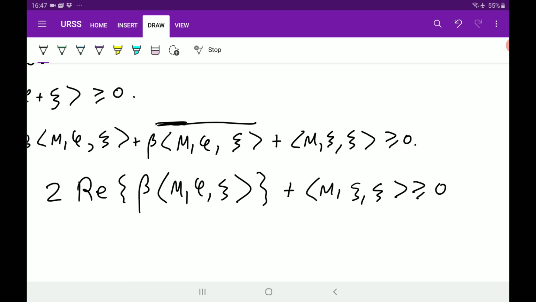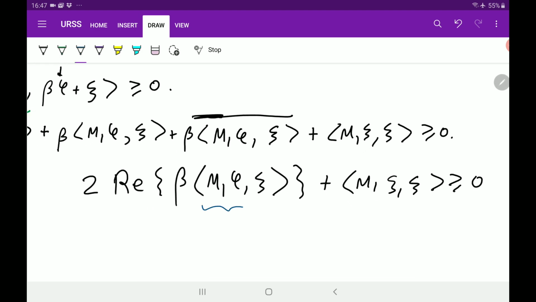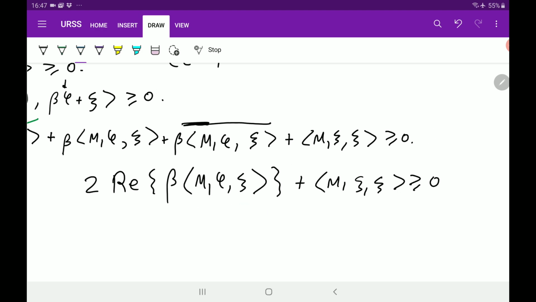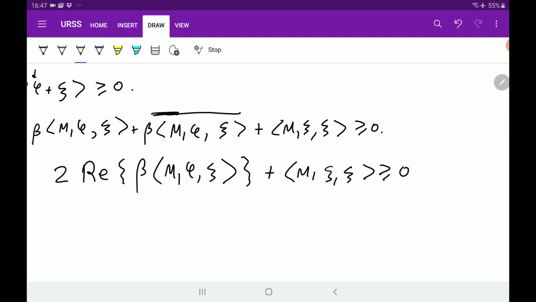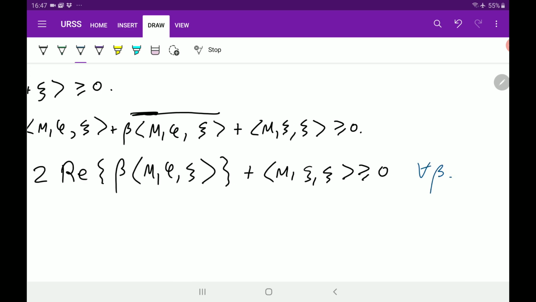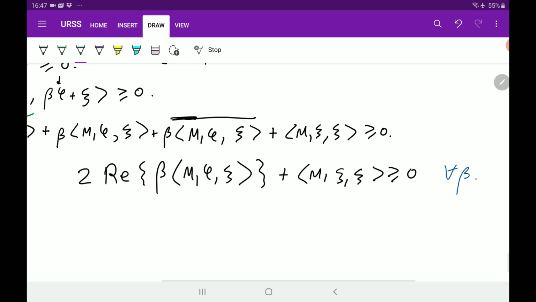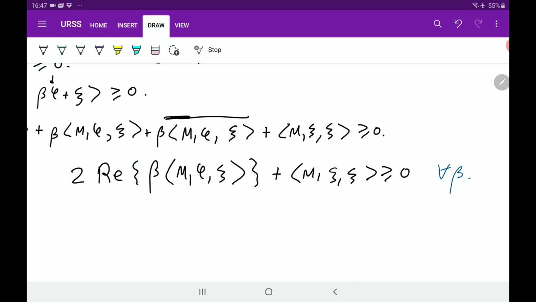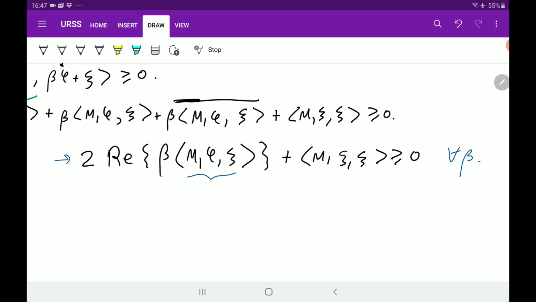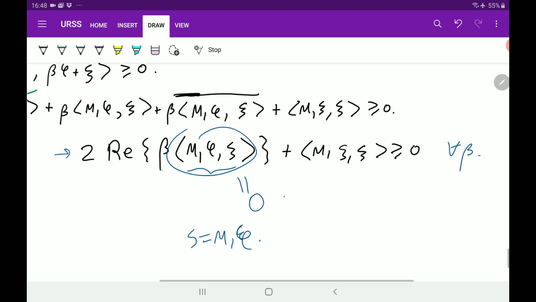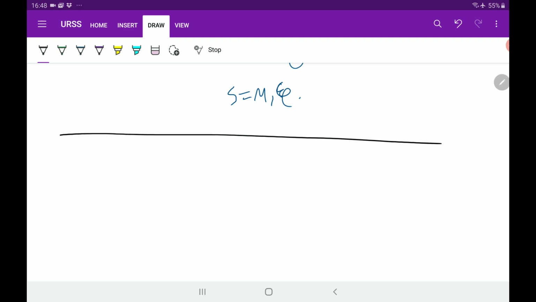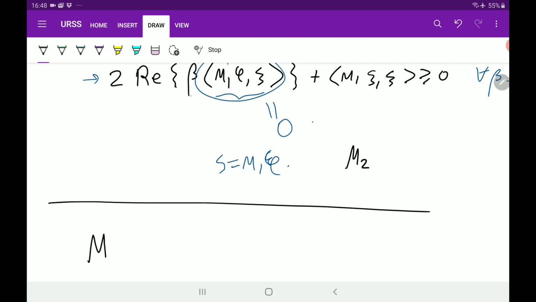And so we wish to prove that actually this must be equal to 0. Why must this be equal to 0? Well, this holds for all beta. So in particular, if this were non-zero, then we'd be able to find a beta such that this inequality would be broken. And so that proves this being equal to 0. Then you can choose psi in particular to be M1 phi to conclude that M1 phi is equal to 0. Obviously this is true for M2 as well.